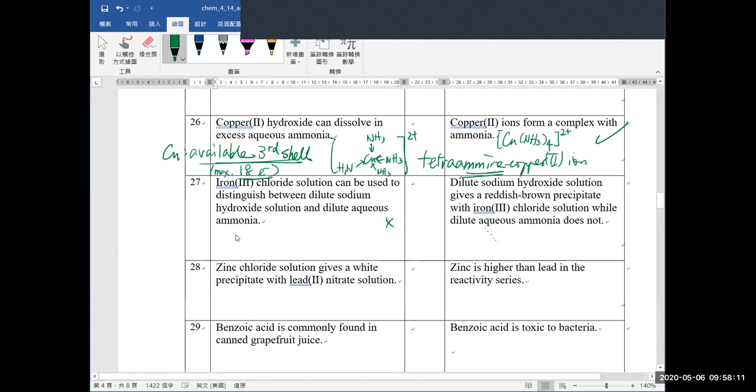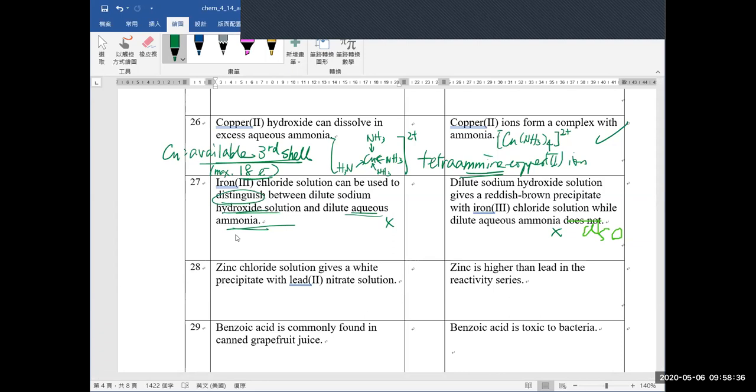27 is D. Both are wrong. Why not? Now, the iron 3 chloride can be used to distinguish between sodium hydroxide and aqueous ammonia. So the purpose is to distinguish the two. But why can't I use different alkalis to distinguish?